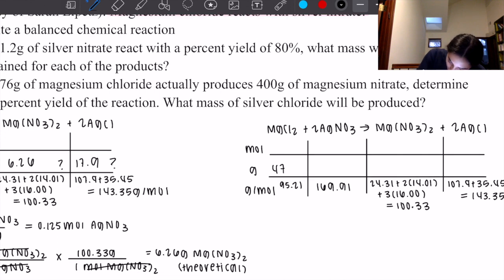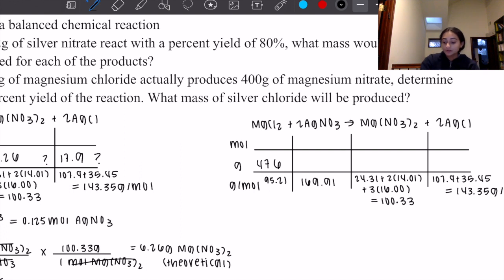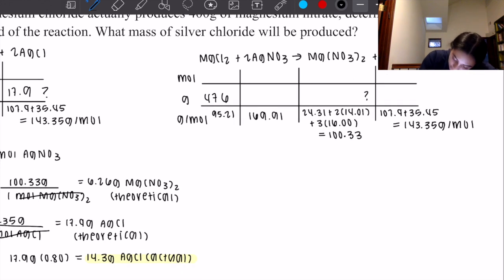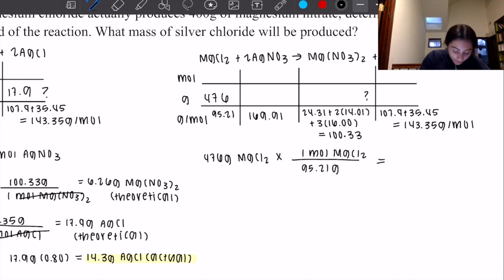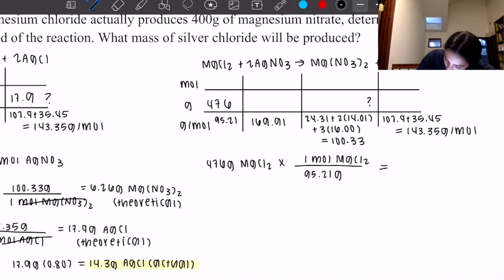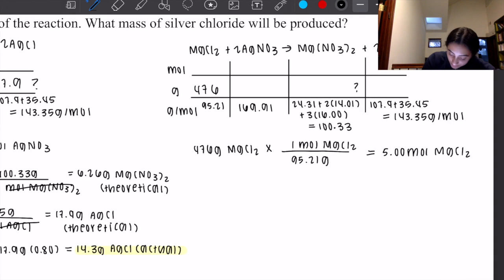So I'm going to input the numbers I have. I'm not going to put 400 grams because this table is representing theoretical masses. So let's just get started. So if we have 476 grams of MgCl2, we're going to convert that to moles by saying 1 mole MgCl2 over 95.21 grams. That equals 5.00 moles of MgCl2.